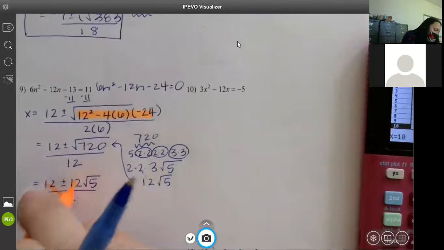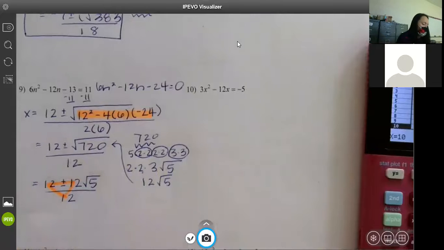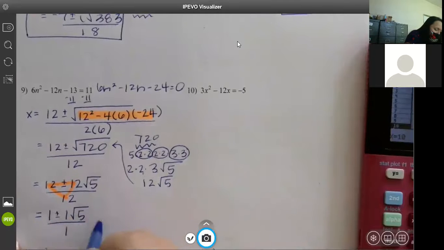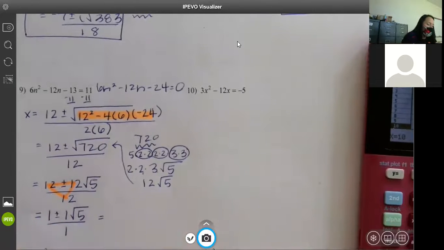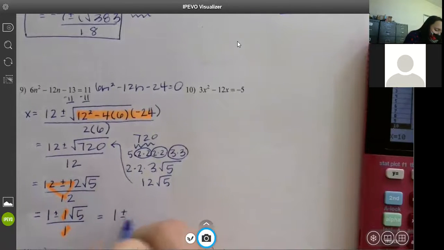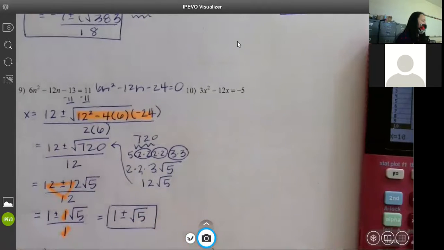Check your triangle of numbers. They're all 12, so they're all divisible by 12. You have to put the first one. We have 1 square root of 5 over 1. These two do not matter. Okay, remember, anything in front of the square root don't matter. This one has to be there. So if you were doing multiple choice, the answer to this one would be 1 plus or minus square root of 5.